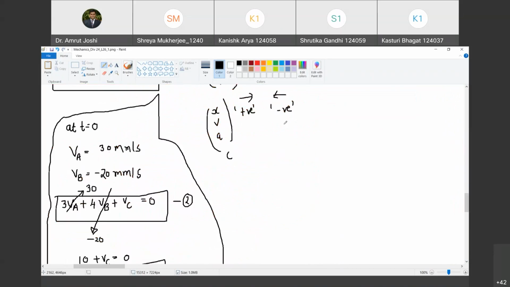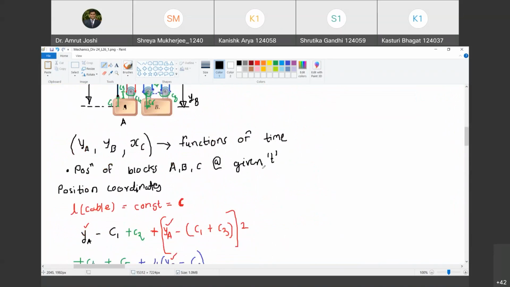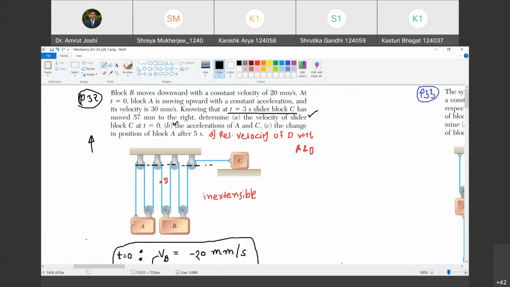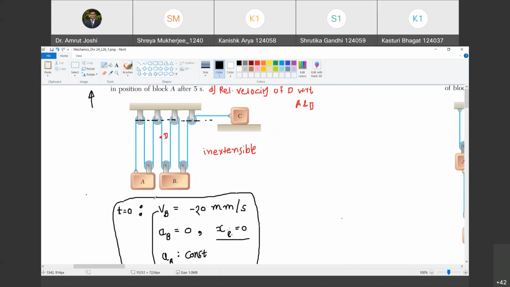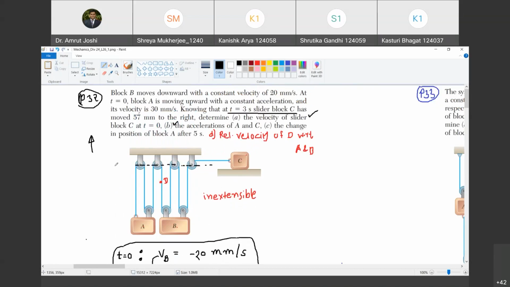What did I calculate at the last? Acceleration of block A and C, sir. Yes, that is being calculated, and we need to... it is moving upward with velocity 30 mm per second. Okay, and block B was moving with, okay, fine. Now third, we need to find out the change in position of block A after 5 seconds. Happy? Yes, sir. What is the position of block A at time t equal to 0?